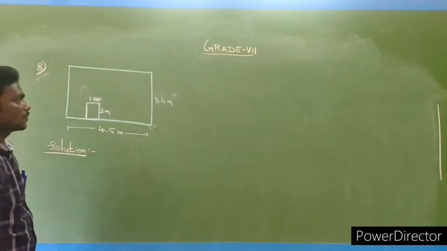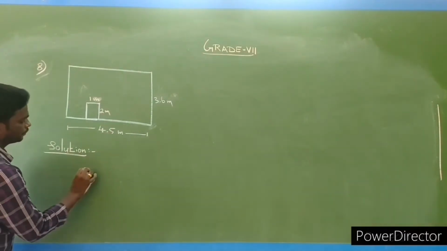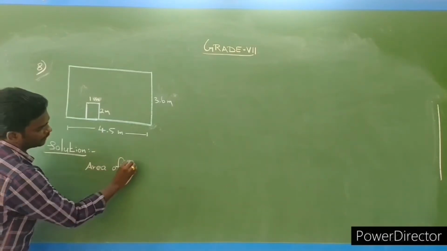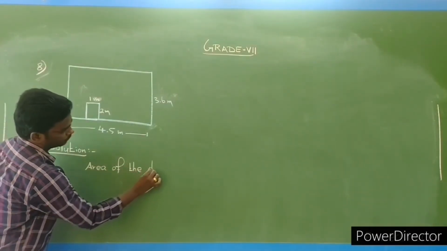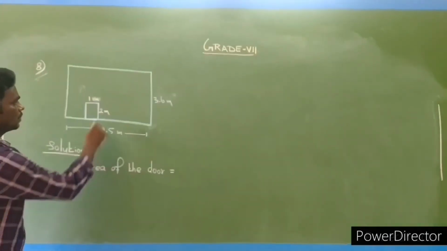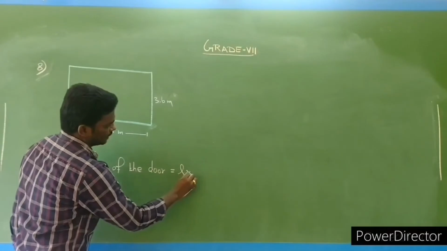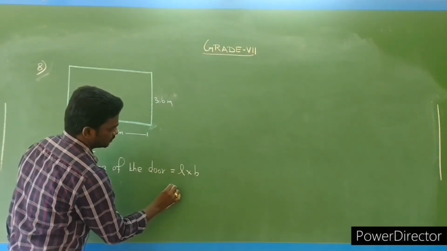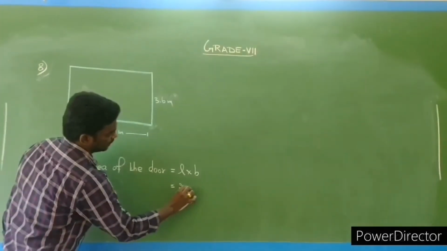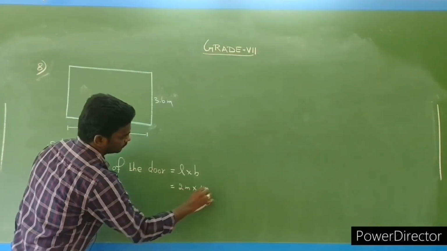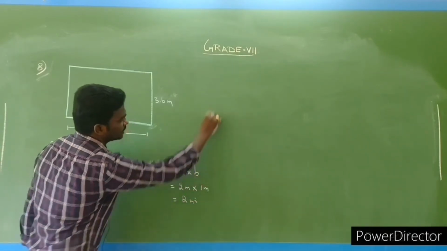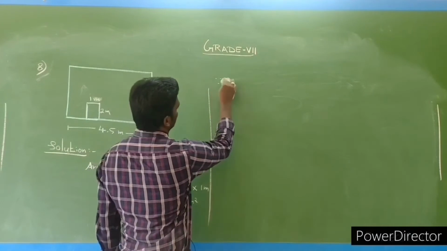So how to find the cost of whitewashing the wall? Now, area of the door is equal to, what is the formula for area of the door? Length into breadth, because the door is in the shape of a rectangle. The length is 2 meter and breadth is 1 meter, which is equal to 2 ones are 2 meter into meter, what is that? Meter square.